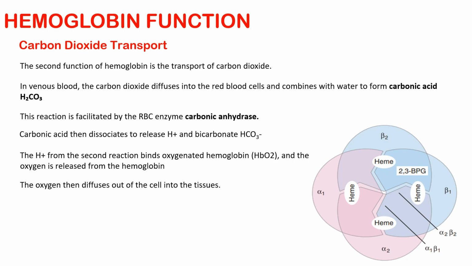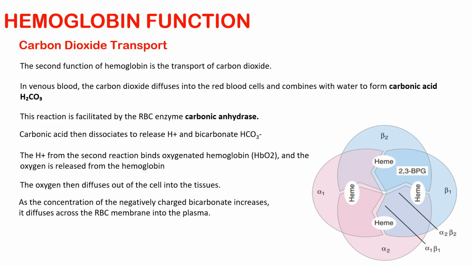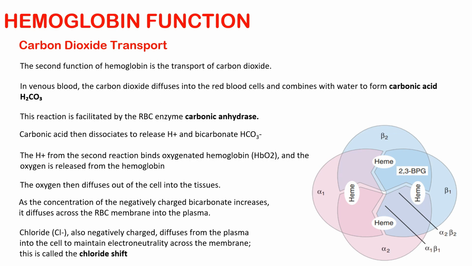The oxygen then diffuses out of the cell into the tissues. As the concentration of the negatively charged bicarbonate increases, it diffuses across the RBC membrane into the plasma. Chloride, also negatively charged, diffuses from the plasma into the cell to maintain electroneutrality across the membrane. This is called the chloride shift.